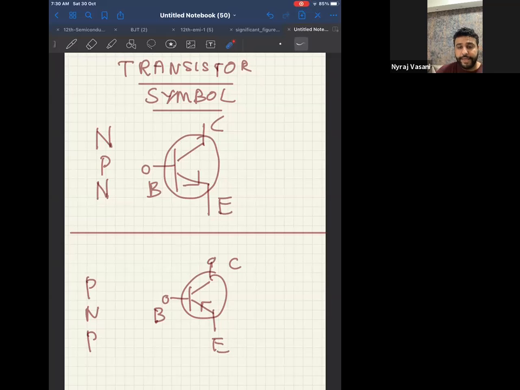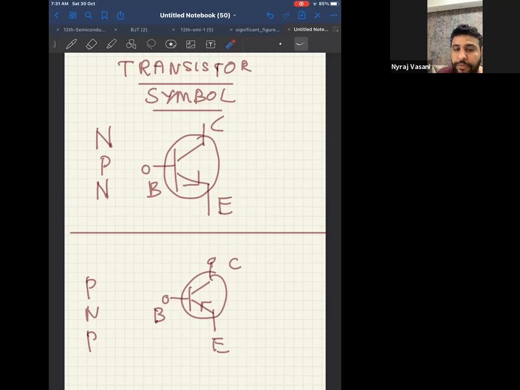Now what does the arrow mark indicate? Arrow mark indicates the flow of holes. Therefore in the NPN transistor, it goes away. You can remember NPN as never points in, and PNP as points in permanently. Can you remember that way? For NPN, you can remember as never points in. For PNP, you can remember as points in permanently.